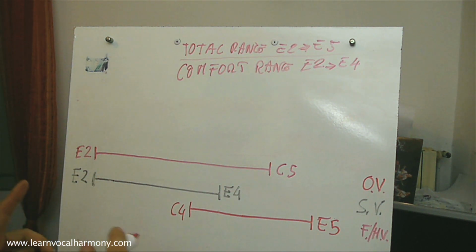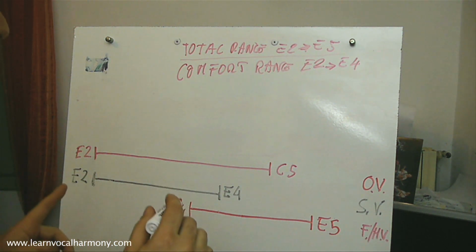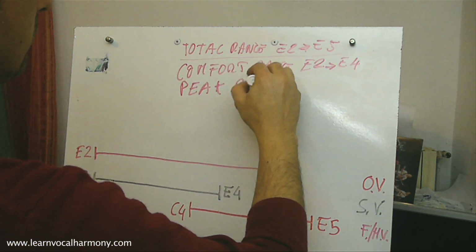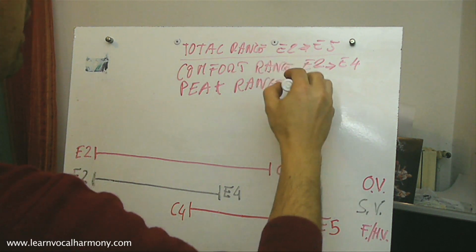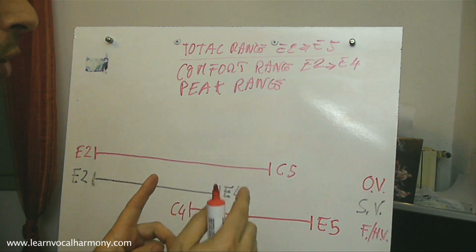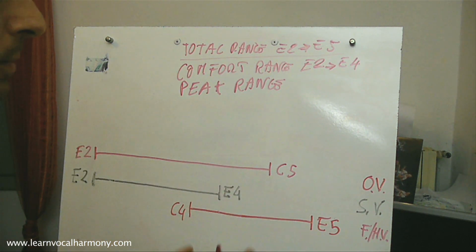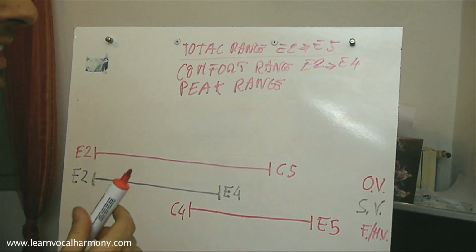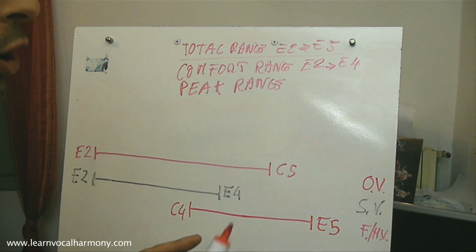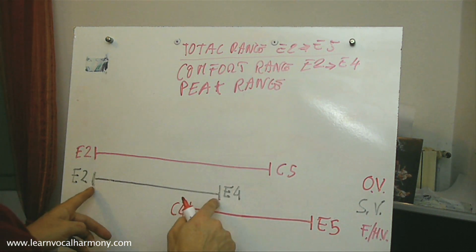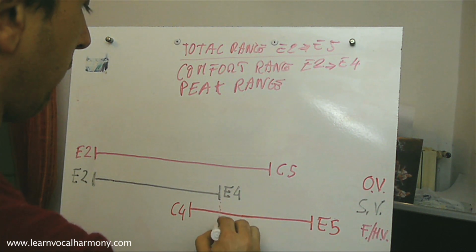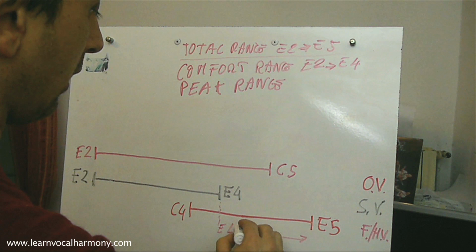The next one is one of the most important pieces of information you have to have about your vocals, and it is the peak range. The peak range is a zone, a range of notes where you have to be careful in singing. You have to go there just for a very limited and short period of time, just to give a peak note, a color on one note, and then go back to your comfort zone. Your peak range is E4 to E5.